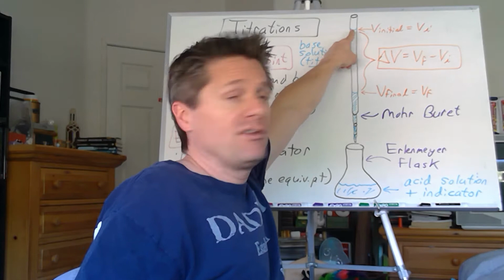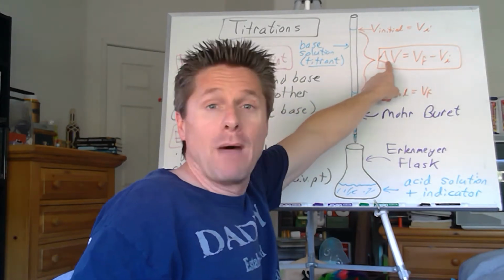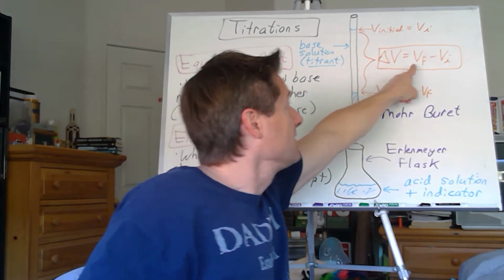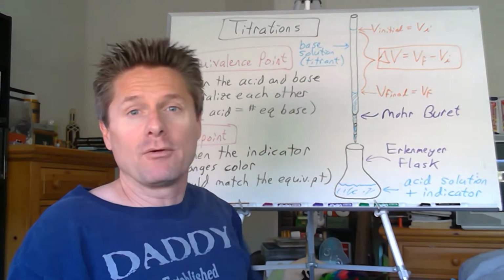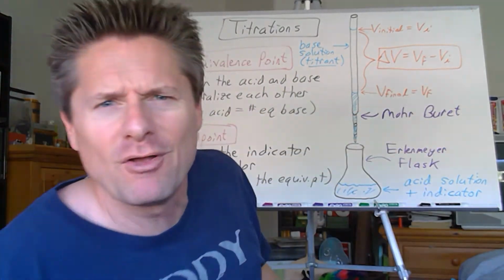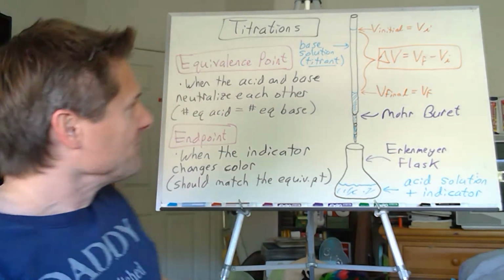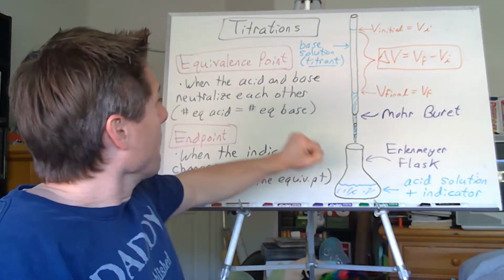So record your initial with your burette reading card, record your final, and then just subtract them. The amount of volume that was dispensed is the final minus the initial. And that's why you have a bigger number on the bottom and a smaller on the top. It seems upside down to you, but you have to do it, otherwise you get a negative volume dispensed. That doesn't make any sense. So review lab techniques for that.